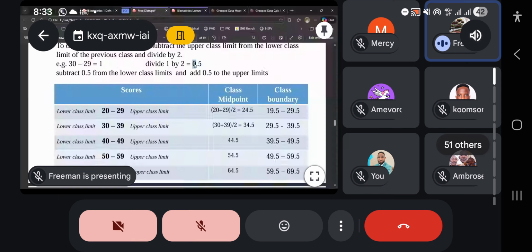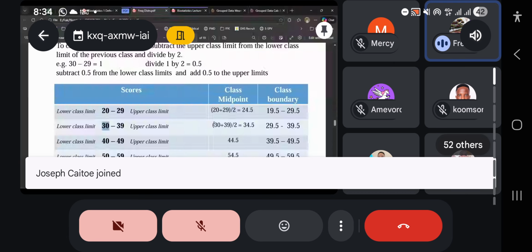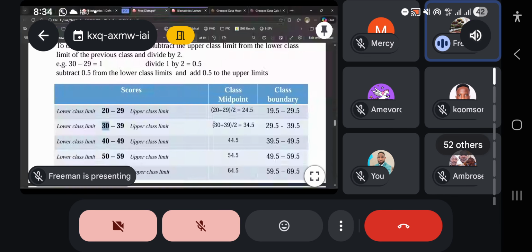When you find their difference and divide by 2, you are getting 0.5, and that 0.5 is what we are subtracting from the left-hand side and adding to the right-hand side. Or if you add 29 to 30, you are getting 59. When you divide by 2, you are getting 29.5.